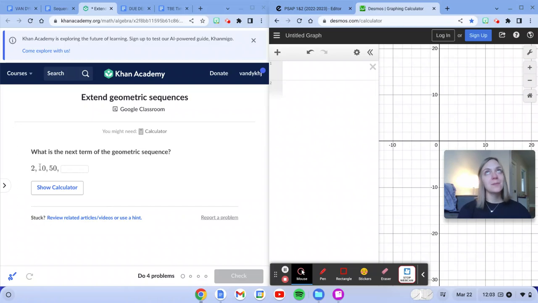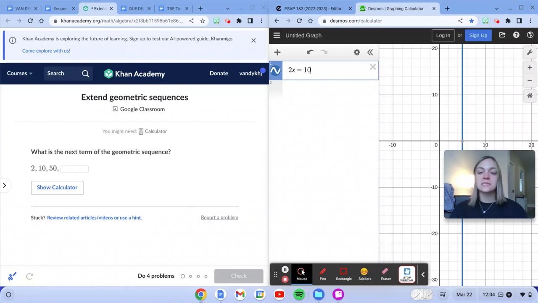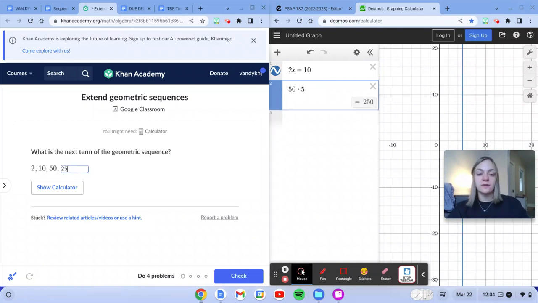2 times some number is 10. You might know this, 5. You might not know this. If you don't know it, we can think 2 times some number we don't know, x, equals 10. And we get 5, which is great. 10 times 5 is 50. Beautiful. So we're going to take 50 times 5, which gives us the next number in the sequence, which is 250.